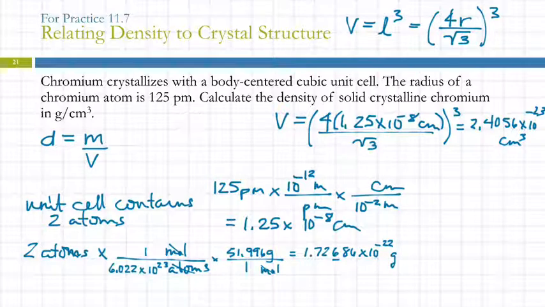We calculated the volume of the cell. We calculated the mass of the cell. So we can calculate the density by taking the mass and dividing by the volume.